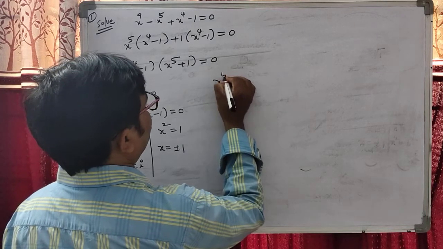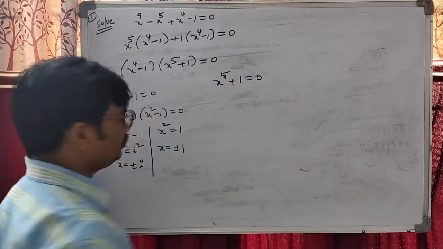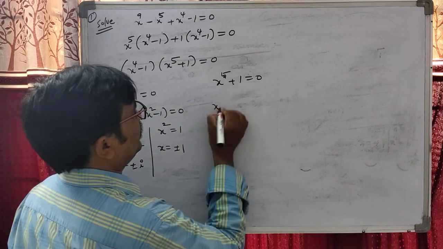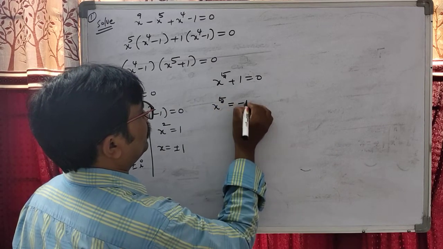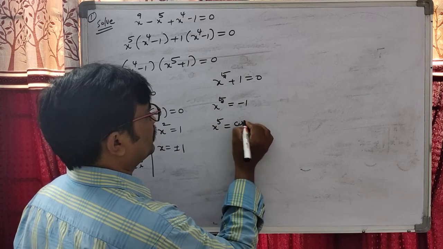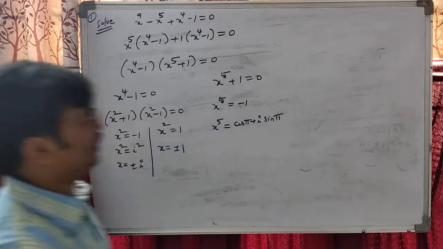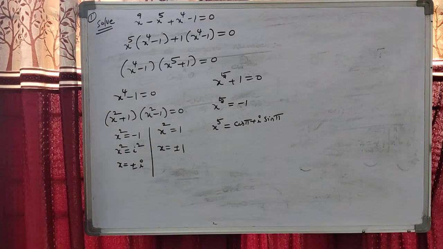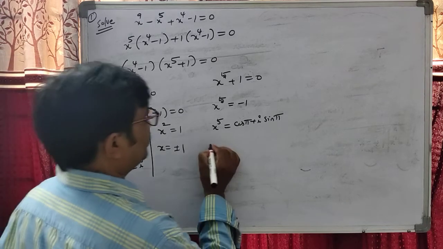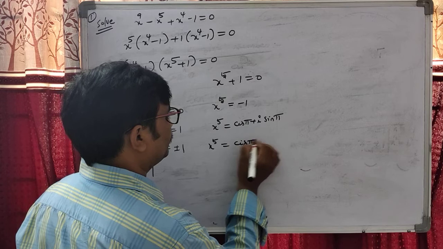After that, x power 5 plus 1 equal to 0. Now x power 5 equal to minus 1. Minus 1 is cos pi plus i sin pi. So this can be written as cis of pi.